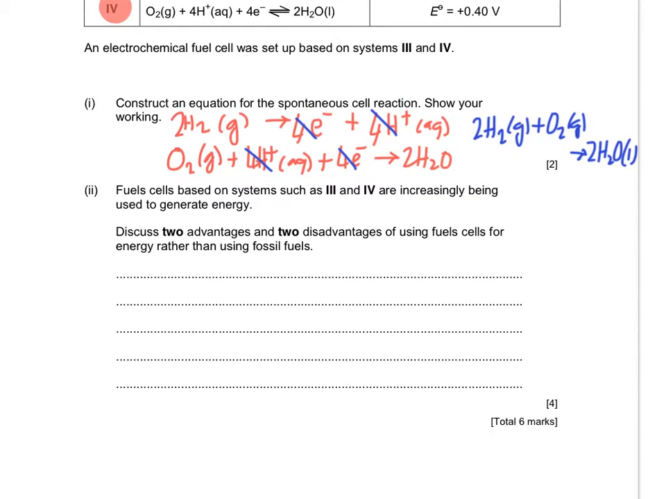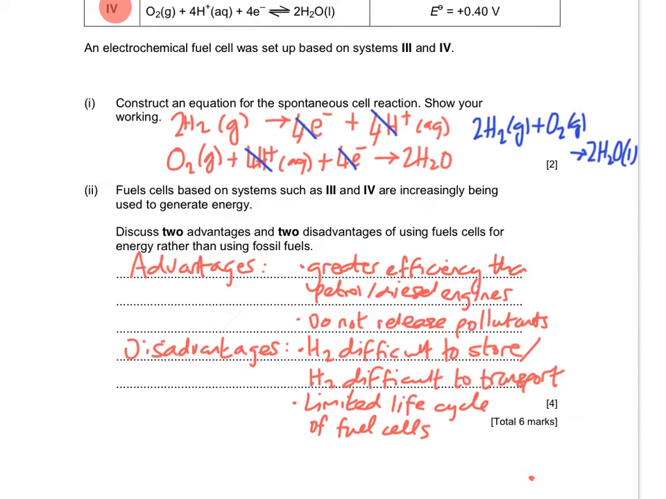So moving the page down, let's have a look at some of the advantages and disadvantages of using fuel cells for energy rather than using fossil fuels, what we looked at a little bit earlier. So trying to stick to the main advantages and disadvantages, on the plus side you've got greater efficiency compared to petrol engines or diesel engines and the fact that pollutants aren't released. The disadvantages are that hydrogen is difficult to store and transport, and that the fuel cells themselves have limited life cycles. So let's now have a look at the answers to some of these questions and see how we did.